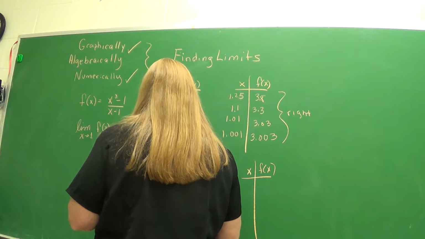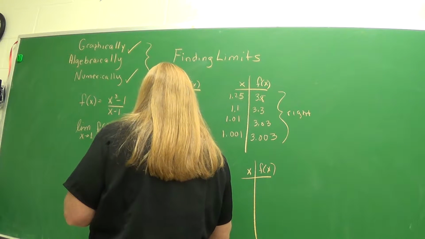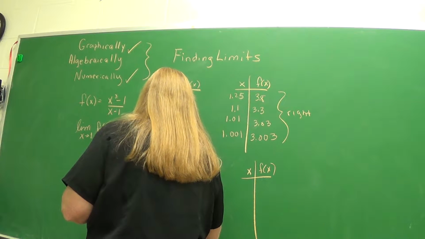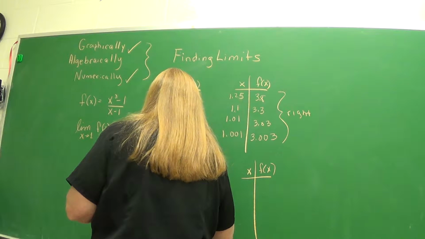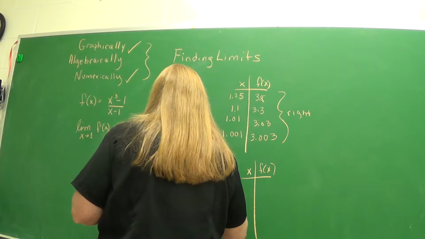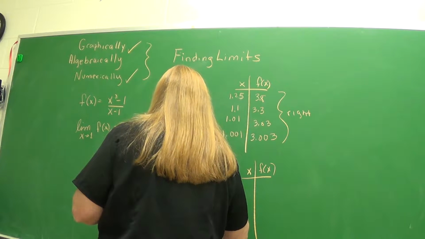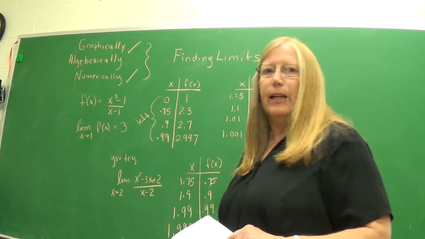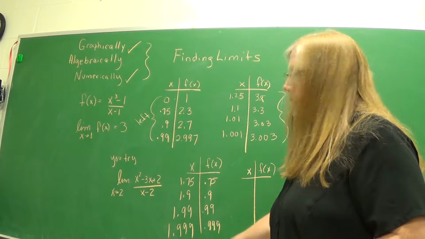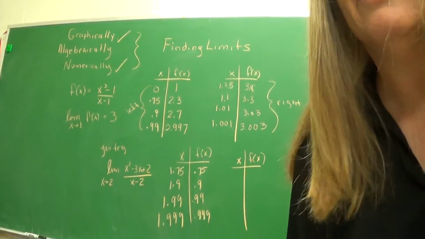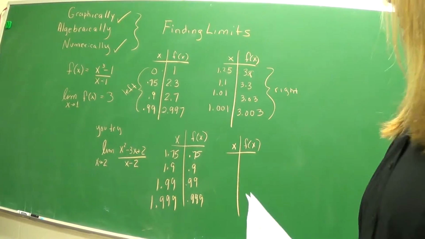I came in from the left at 1.75, 1.9. I came in quickly, 1.99 and 1.999. And the values I observed are these values, and notice they are getting closer and closer to 1.